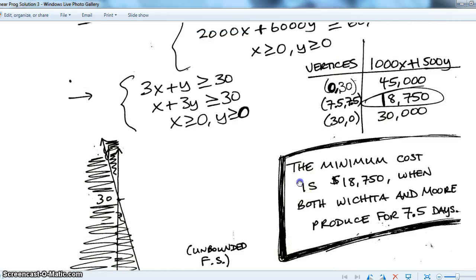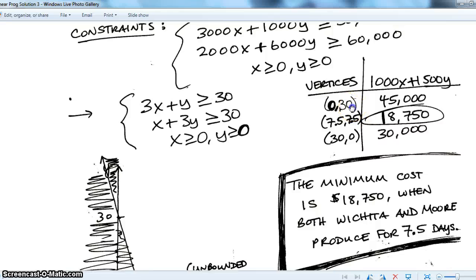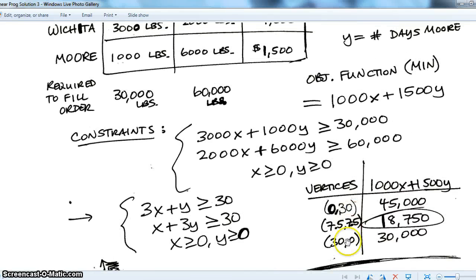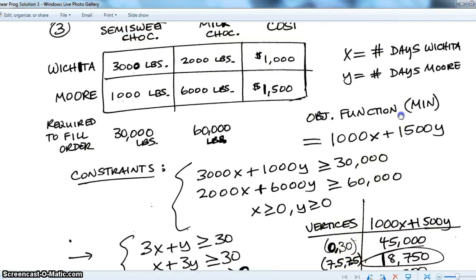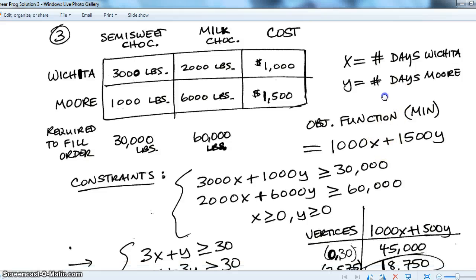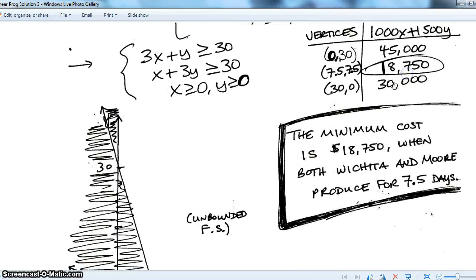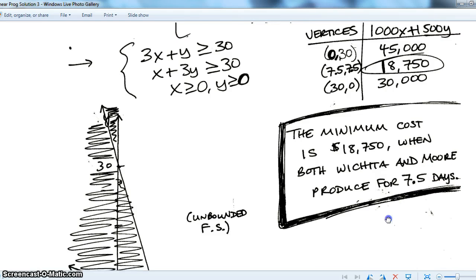So there's only the three vertices to find, and unsurprisingly, the minimum cost is not going to happen when you are just producing all at one plant. So it kind of makes sense that if you just produce at one plant and not the other one, that's probably not going to be a way to minimize the costs. You're going to want a mixture of the two. And that happens at the (7.5, 7.5), minimum cost of $18,750 when both Wichita and Moore produce for 7.5 days.